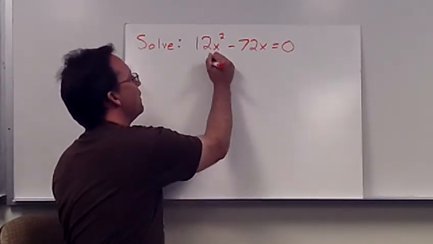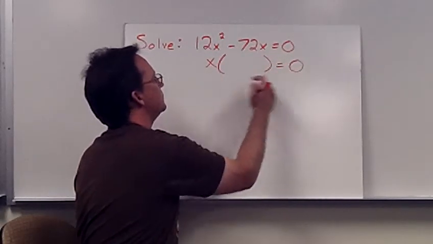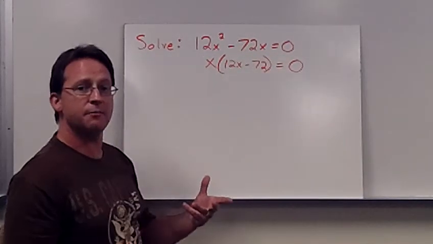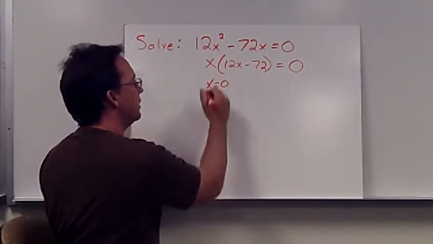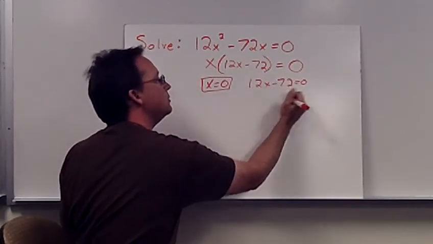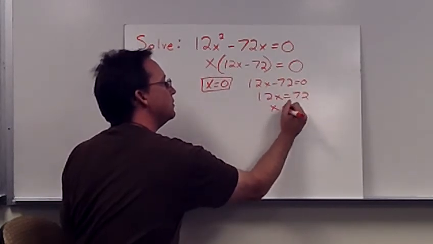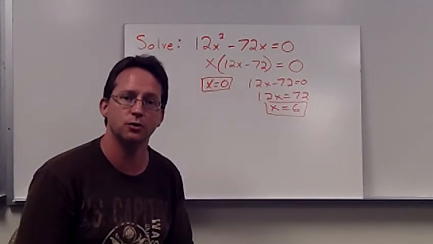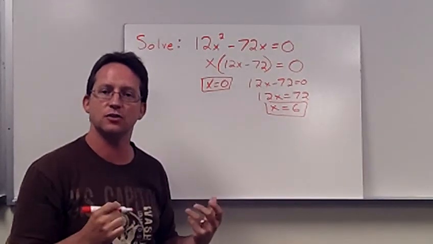Let me first just say, what if I only noticed the x? I know that x comes out. And this would become 12x minus 72. I would set my factors equal to 0. I would set x equal to 0 and have a solution. I would set 12x minus 72 equal to 0, and then by adding 72 and dividing by 12, I could get that x is 6 there as well, and I get my two solutions. So as long as you take out a common factor that includes the x, you can get the solutions here.